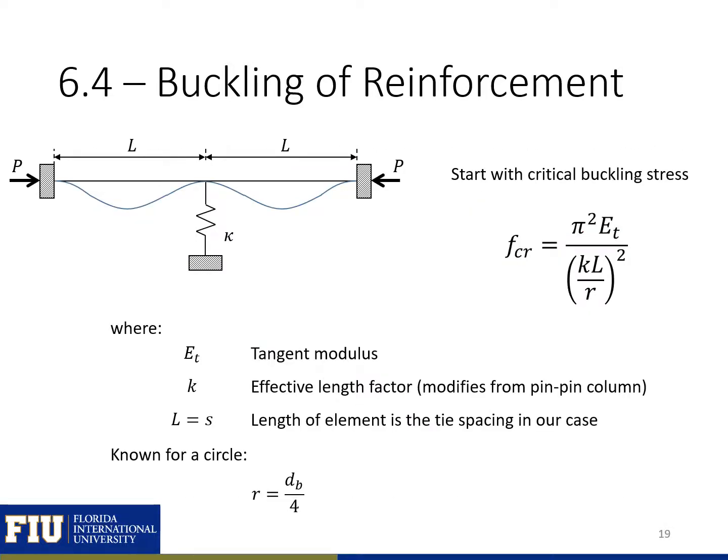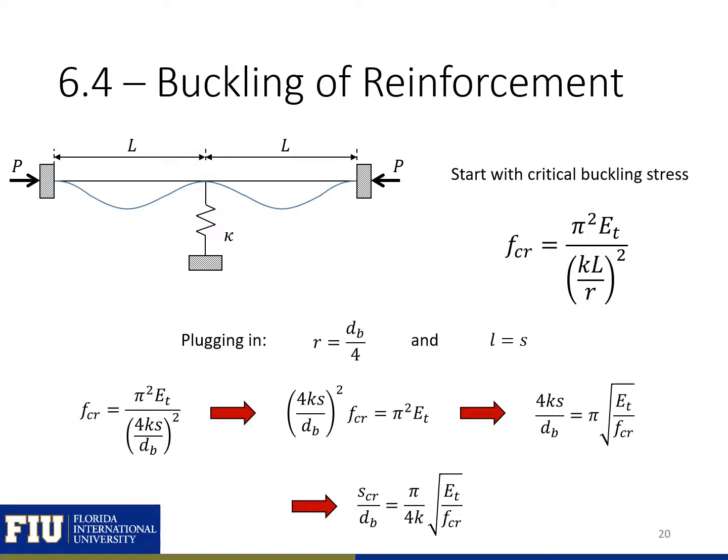We'll start the derivation for our length or spacing requirements by starting with our critical buckling stress. Our critical buckling stress is just pi squared E over (KL over r) squared. Our E in this case is our tangent modulus. Our K is our effective length factor, which modifies our buckling stress from a pin-pin case to whatever case we're looking at. So we'll see what's an appropriate effective length factor for us. And then our L in this case is the distance between our ties, or our tie spacing. We know our r for a circle is d_b over 4, so we're also going to use that. We can plug r equal to d_b over 4 and L equal to s into our critical buckling stress expression, which will give us this equation here. We can rearrange it a couple times to give us an equation relating our spacing to the diameter of our reinforcement.